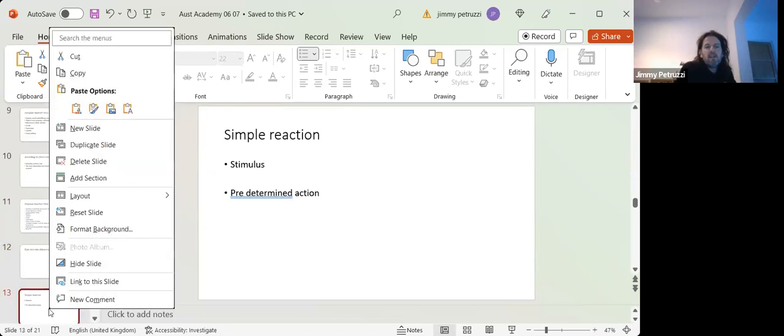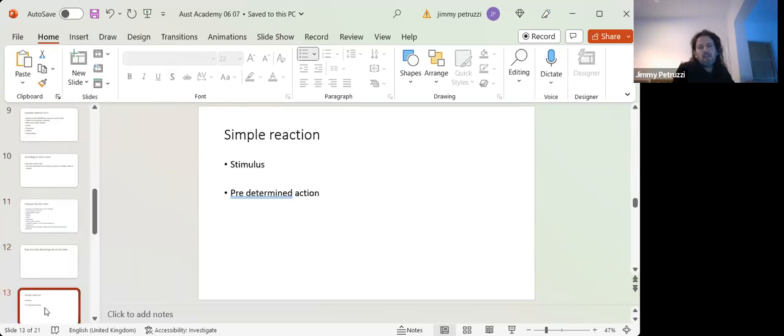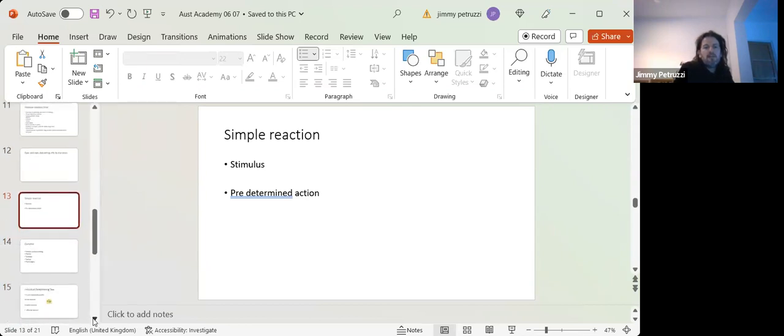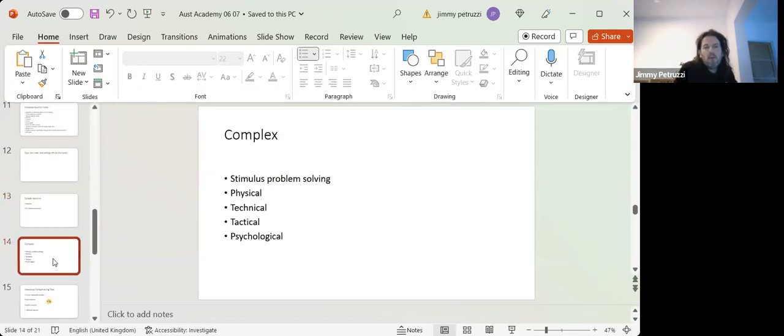You mentioned before, the simple reaction is a predetermined action to a stimulus. The example is the gun going, someone shouting go, you sprint, the whistle going. But the complex is more of a problem-solving exercise: physical, technical, tactical, psychological.